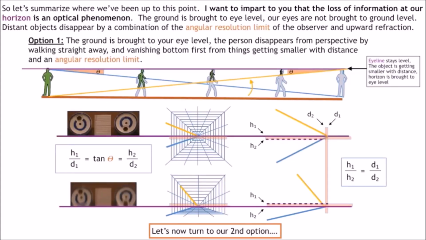So option 1, again, the ground is brought to your eye level. The person disappears from perspective by walking straight away and vanishing bottom first from things getting smaller with distance and an angular resolution limit. And here's some of the examples that we've gone through to this point. We have our lid disappearing into the floor. We have some calculations that we can use to determine our horizon distance and or loss rate with height change.